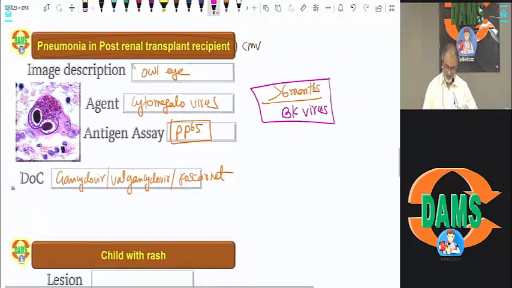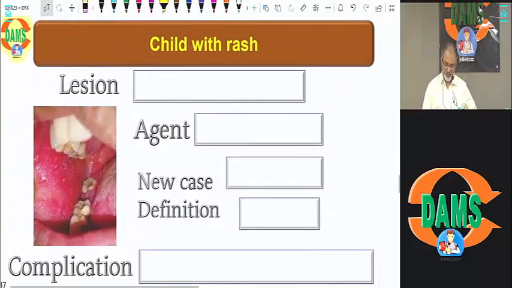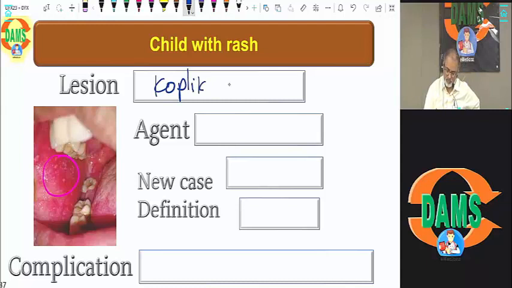Next is child with rash. You are able to see something, a white lesion in the oral cavity. Very good. This is called what spot? Koplik spot. Excellent. Agent: measles virus.